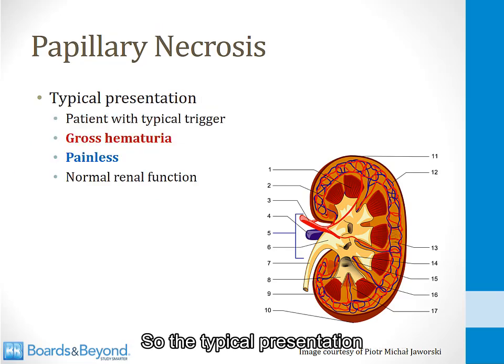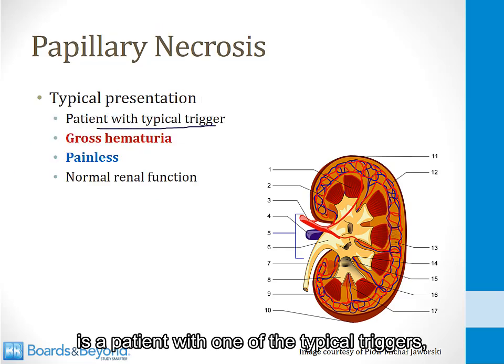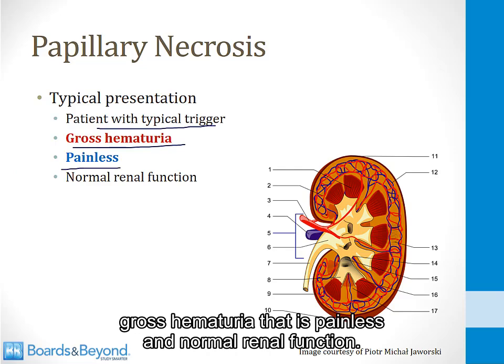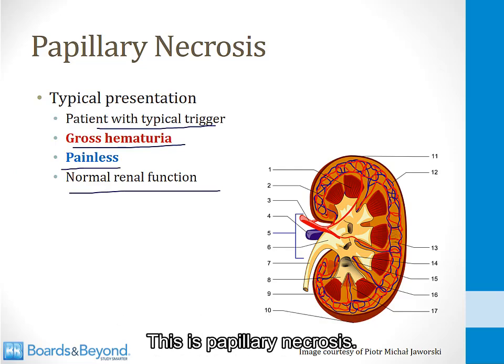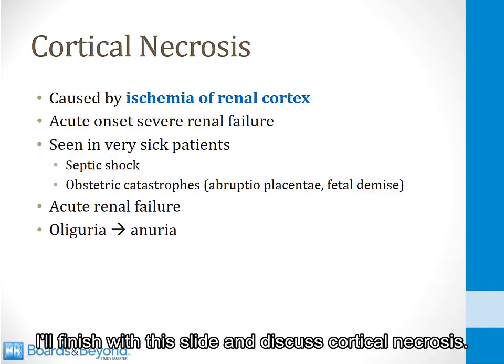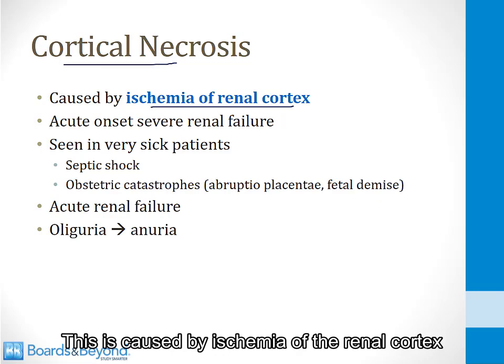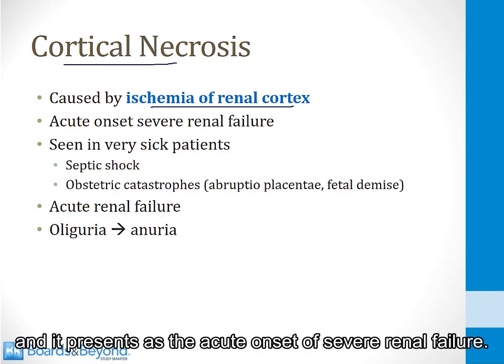So the typical presentation is a patient with one of the typical triggers, gross hematuria that is painless and normal renal function. This is papillary necrosis. I'll finish with this slide and discuss cortical necrosis. This is caused by ischemia of the renal cortex, and it presents as the acute onset of severe renal failure.